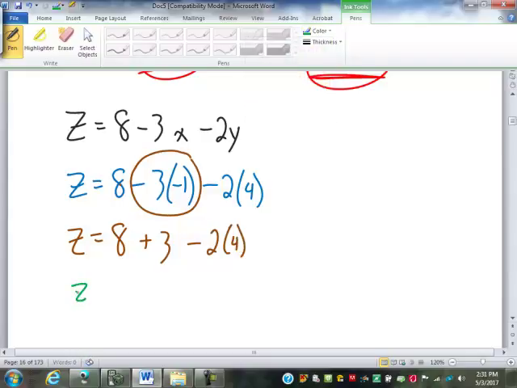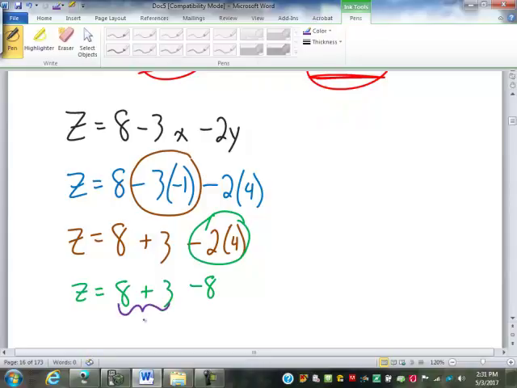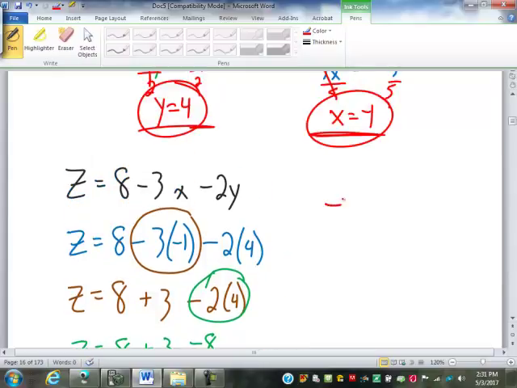Now, next thing I have to do, negative 2 times 4 is a negative 8. So 8 plus 3 minus 8. And now it's just 8 plus 3 is 11. Minus 8 is 3. So that's telling us here that z equals 3. So x is negative 1, y is 4, and z is 3.